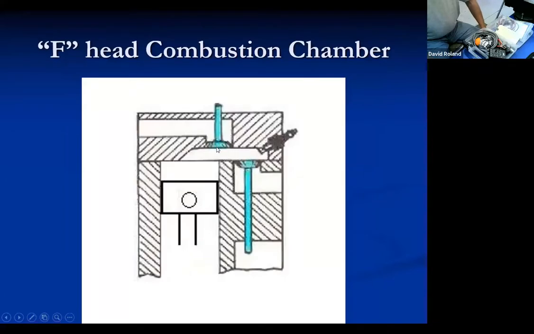Here's a next step between a modern engine and an older design. It's an F-head, one valve in the cylinder head. Up here is the cylinder head. Down here is the engine block. Another valve here. So the air might come in this valve and then go out through the exhaust through this valve. Still not the best design.